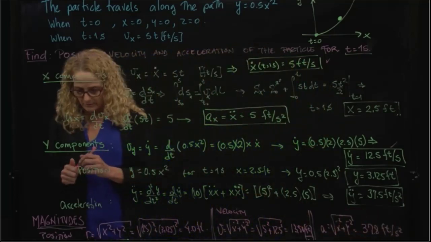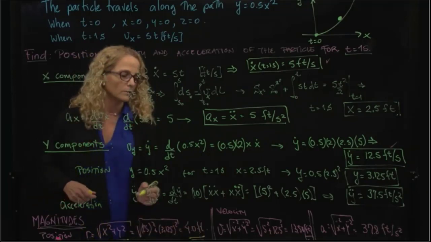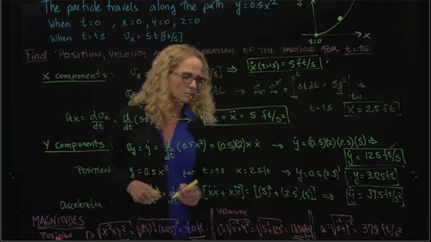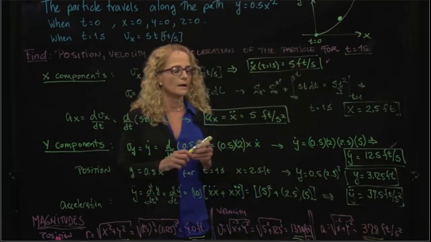So those three values represent the magnitudes. This is the magnitude of r, this is the magnitude of the velocity, and this is the magnitude of the acceleration.